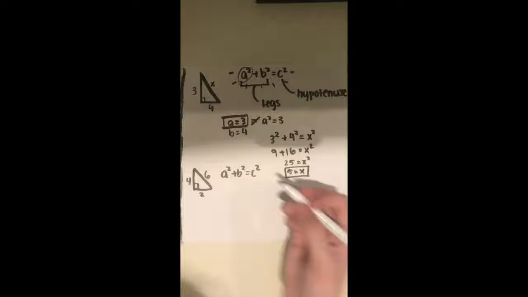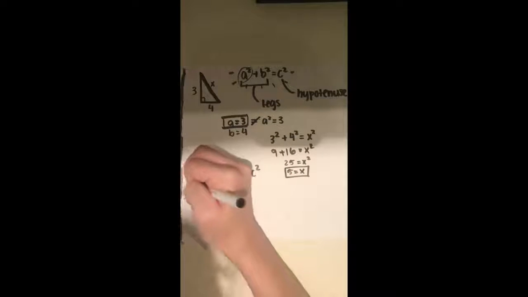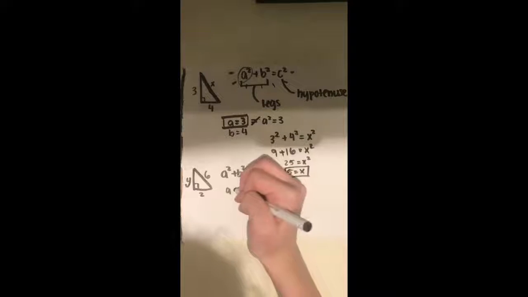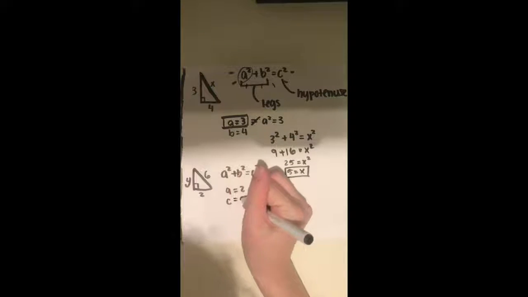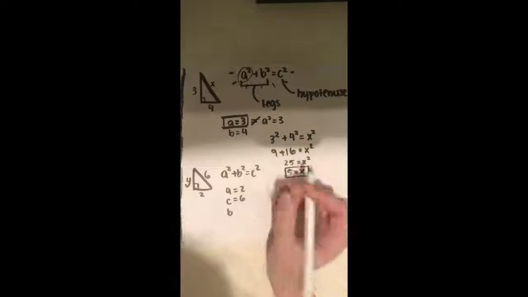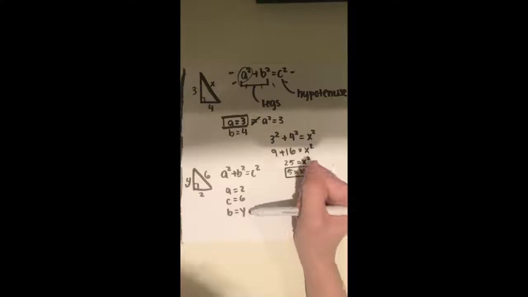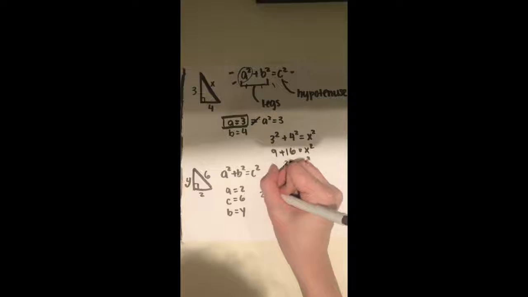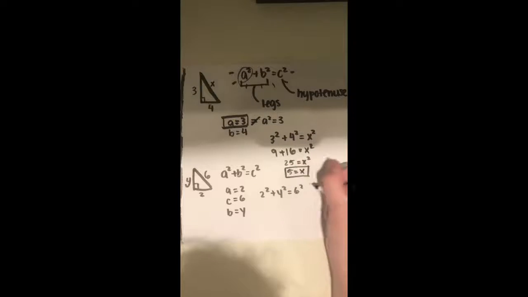So first, let's figure out what we have. So we have a leg, so let's say a, let's make it more clear. Let's say that a is 2. We know what the hypotenuse is, so c is 6. And b, which is the one left over, is y, because we don't know what b is, because we don't know what y is. So if we plug these into our equation, 2 squared plus y squared equals 6 squared.